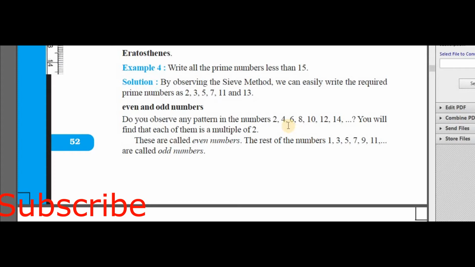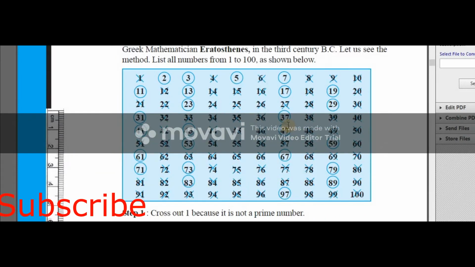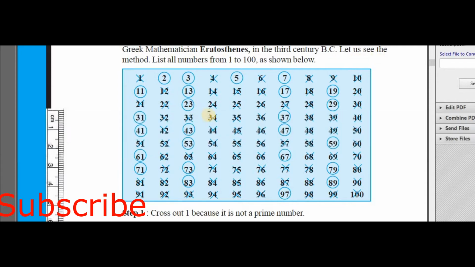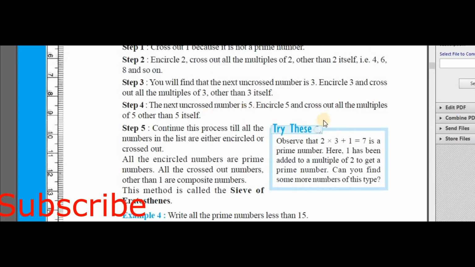So coming to today's class, in the previous class we just completed how to find the prime numbers with the help of one method that is called Sieve of Eratosthenes, and he is nothing but a Greek mathematician in the 3rd century BC. He showed a procedure how to find out prime numbers. That's what he's just given.